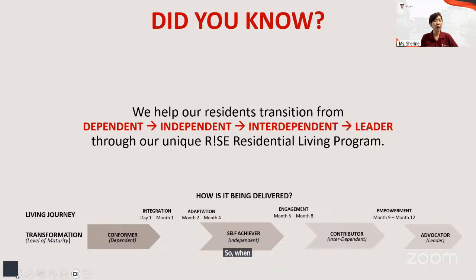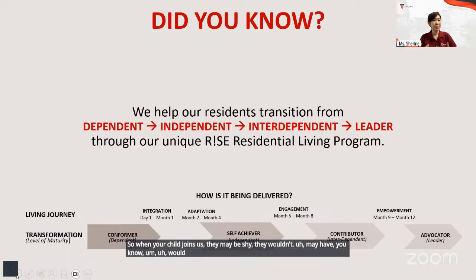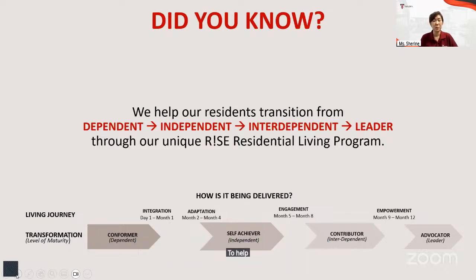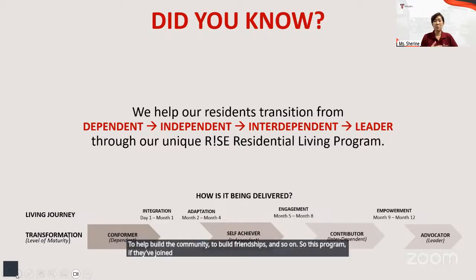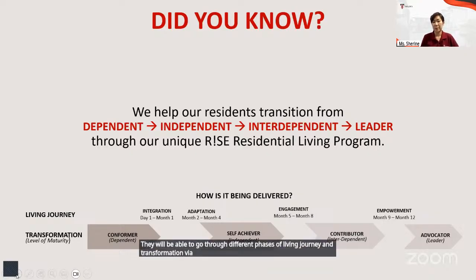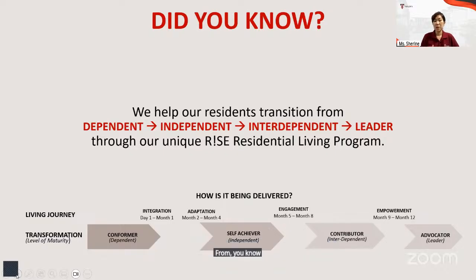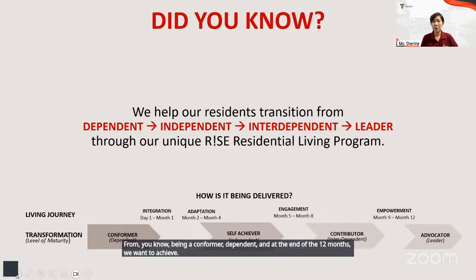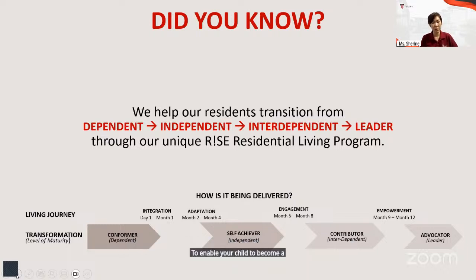So when your child joins us, they may be shy. They may would like to adapt into their environment, especially staying with us, to help build the community, to build friendships and so on. So this program, if they've joined us, they will be able to go through different phases of living journey and transformation via our residential living program. From being a conformer, dependent, and at the end of the 12th month, we want to enable your child to become a leader in the global community.